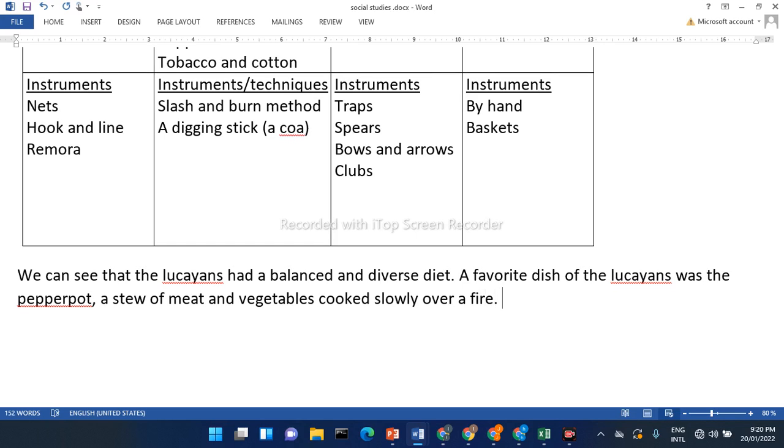Alright. They also made cassava cakes. Right, so they also made cassava cakes on pot girdles.